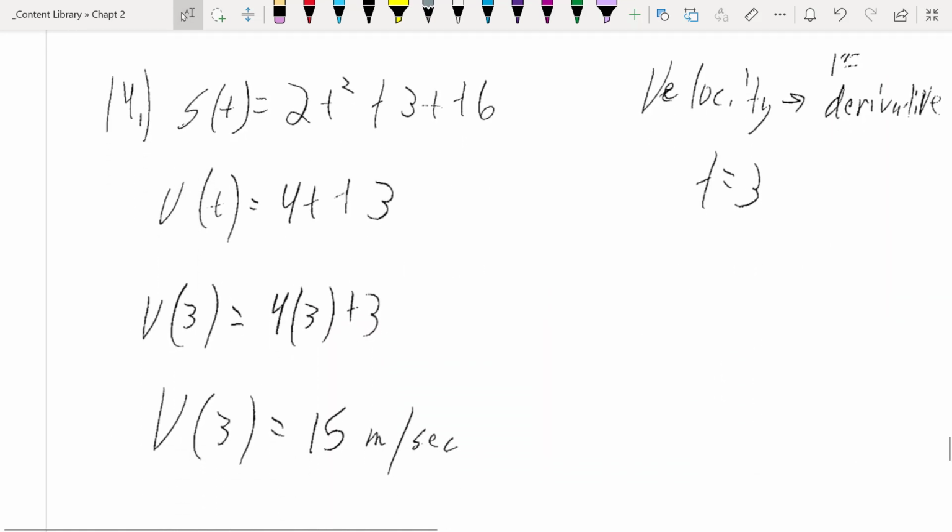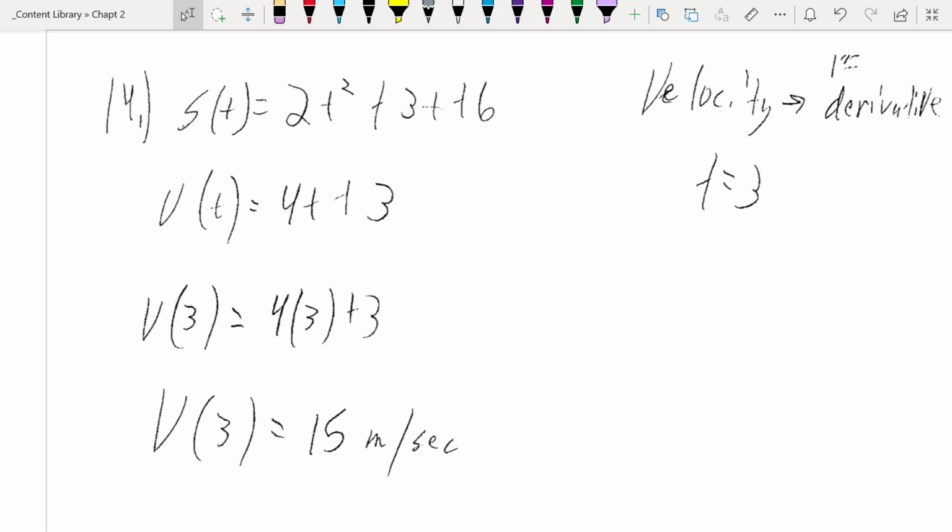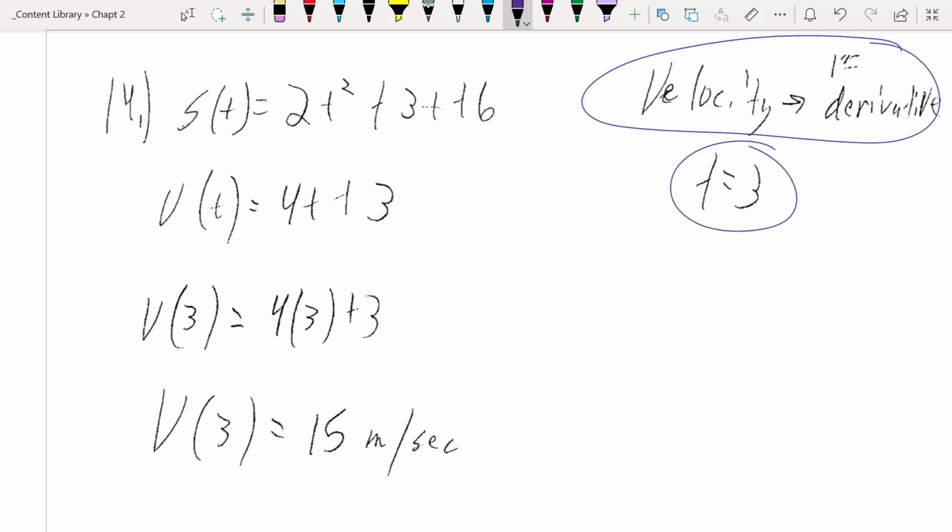On number 14, it says, suppose the position equation for a moving object is given by s of t equals 2t squared plus 3t plus 6, where s is measured in meters and t is measured in seconds. Find the velocity of the object when t equals 3. So just a reminder, your velocity is your first derivative. So all I have to do is just find the first derivative and then substitute in t equals 3.